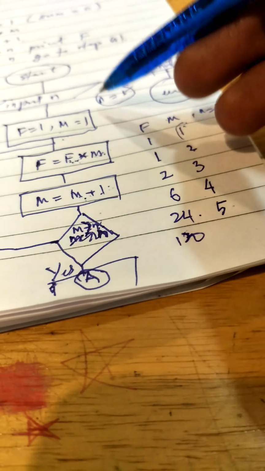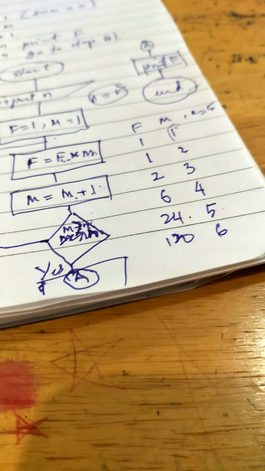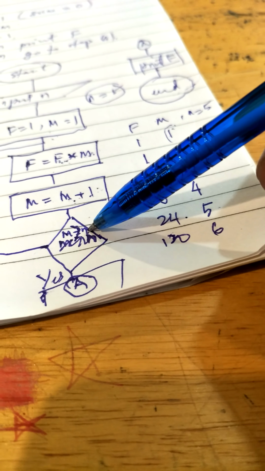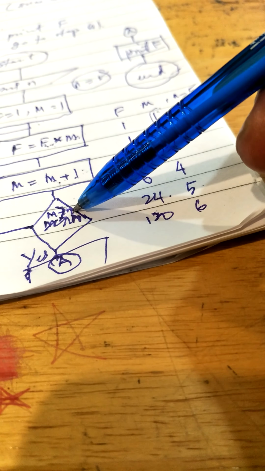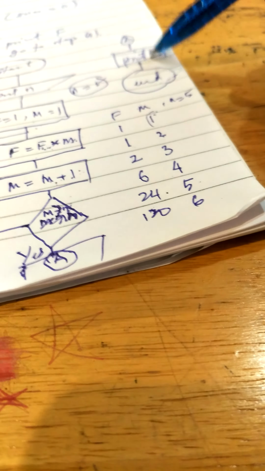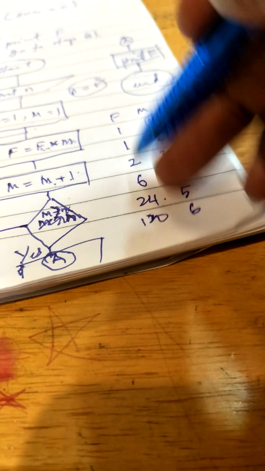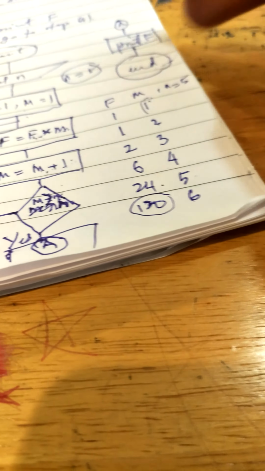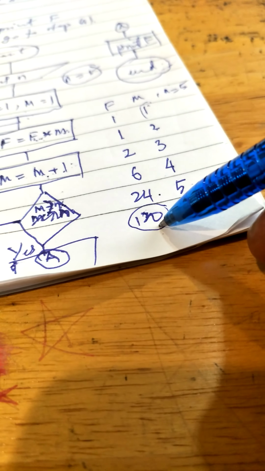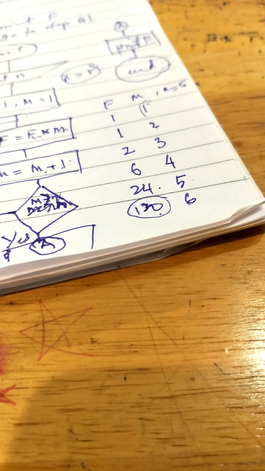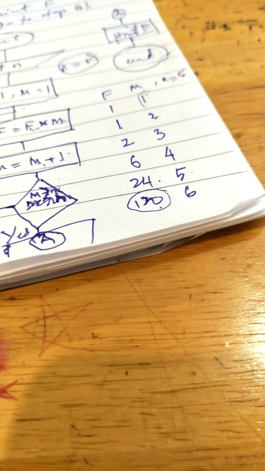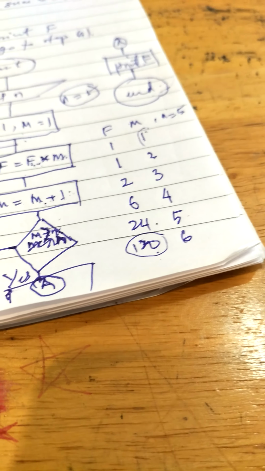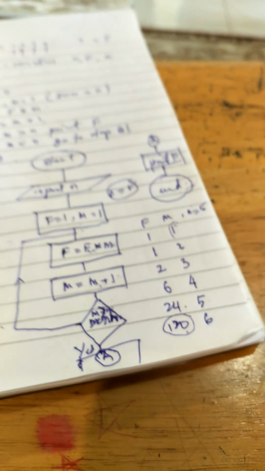120. Then increase that to 6. Check. 6 is greater than 5? Yes. Okay. Then go out. Print f. So print f, the final value f is 120. So 120 is the value for 5 factorial. Okay, so this is for the n factorial. That's all for this example.